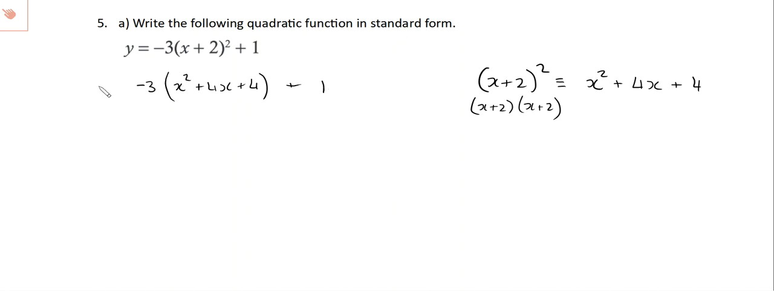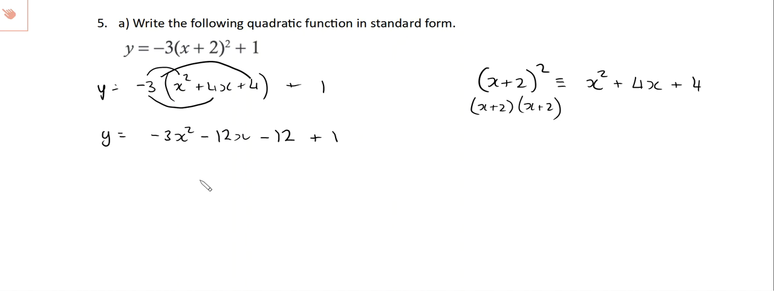Now I'm going to expand the brackets. Negative 3 times x squared is negative 3x squared. Negative 3 times 4x is minus 12x. Negative 3 times plus 4 is minus 12. I've still got plus 1 on the end. That gives me minus 3x squared minus 12x minus 11.